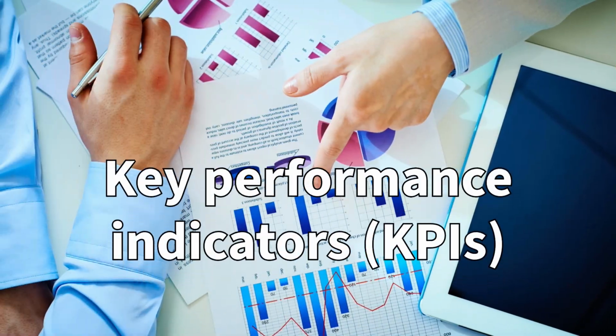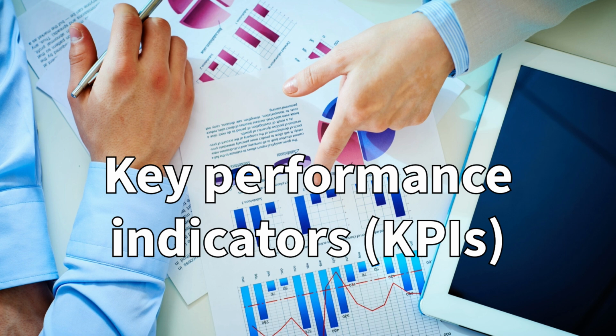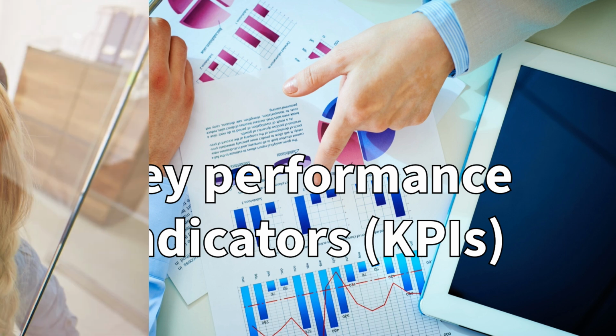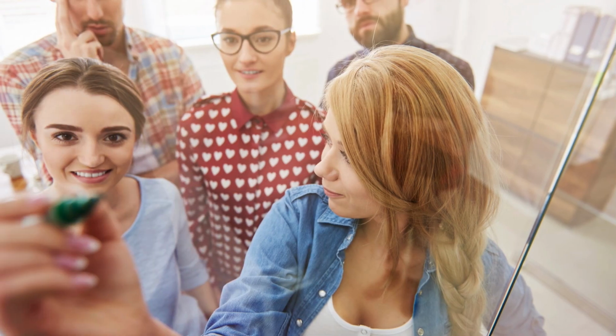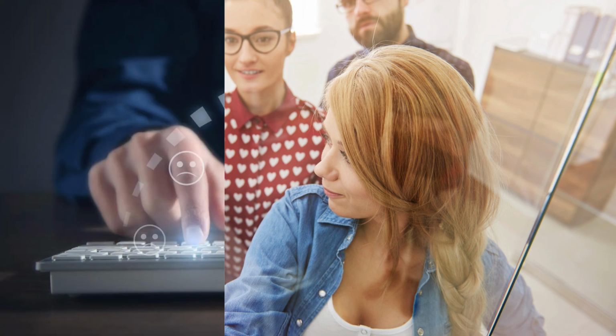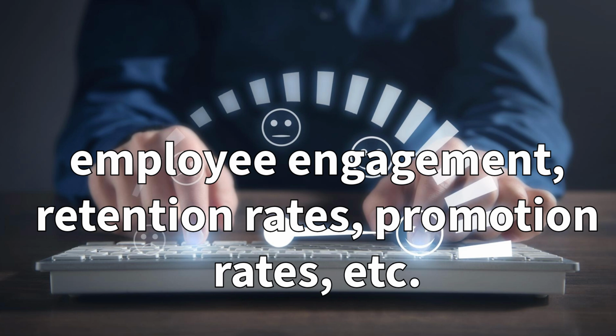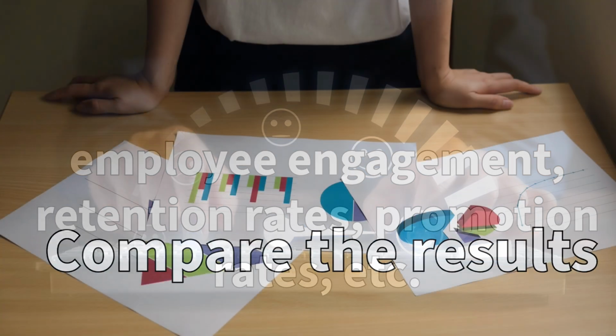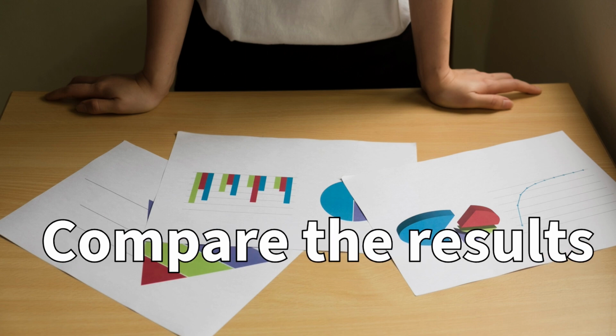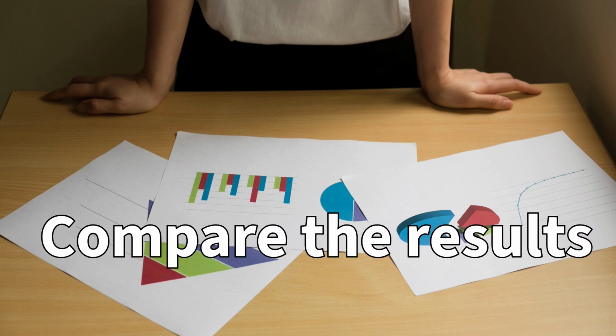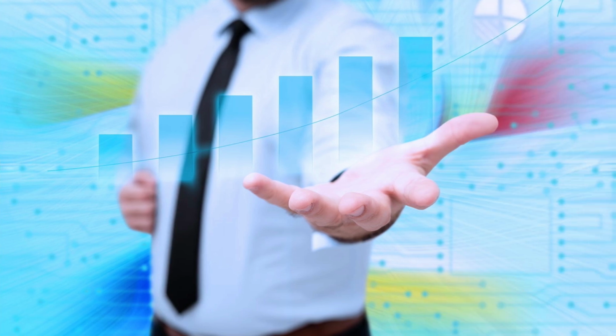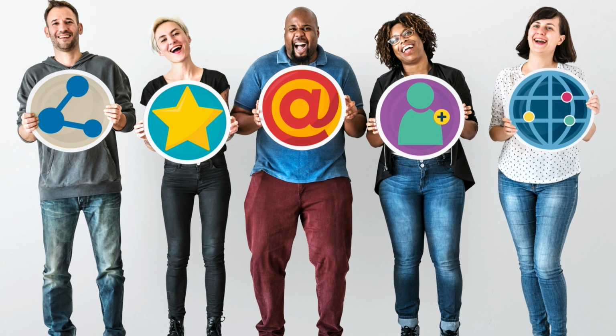SMART. Define the key performance indicators, KPIs, that will be used to measure the effectiveness of the program. KPIs may include metrics related to employee engagement, retention rates, promotion rates for underrepresented groups, diversity of the workforce, and employee satisfaction surveys. Compare the results of the inclusive programs to industry benchmarks or internal benchmarks set based on previous performance. This will help determine whether the organization is making progress toward its diversity and inclusion goals.